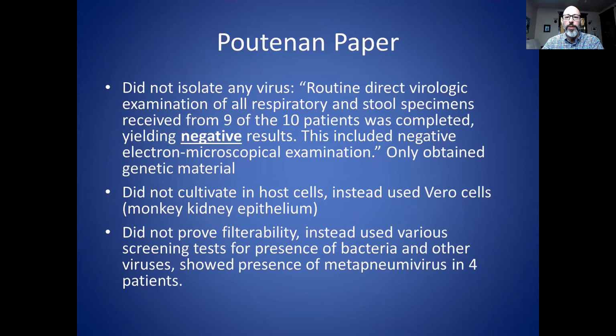And here's a quote from the article: "Routine direct virologic examination of all respiratory and stool specimens received from 9 of the 10 patients was completed, yielding negative results. This included negative electron microscopical examination." So they actually followed the right procedure here. They took the lung and stool specimens in this case and actually did try to purify those and look at those under a microscope, but they did not see anything. So that was a negative isolation. As I described, they did obtain genetic material, as they do in almost all these studies.